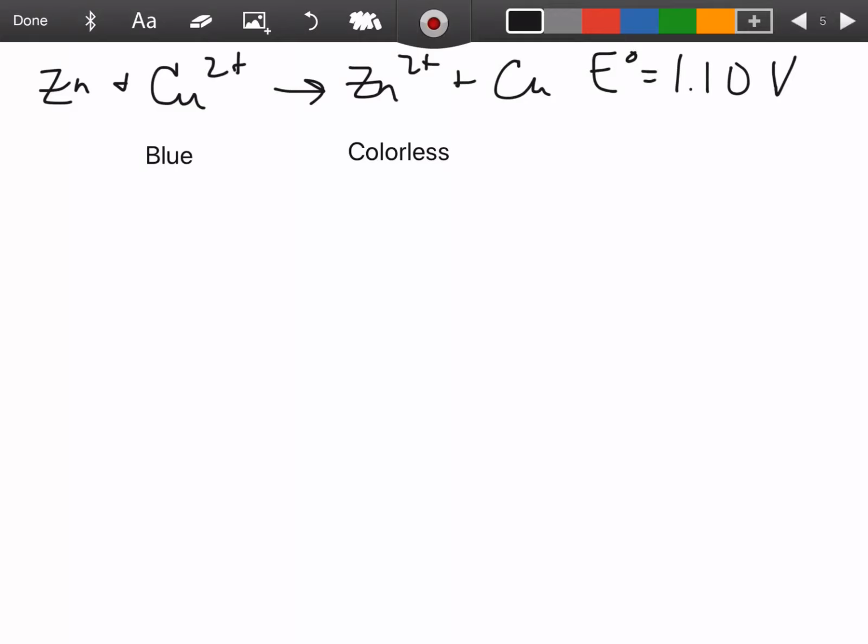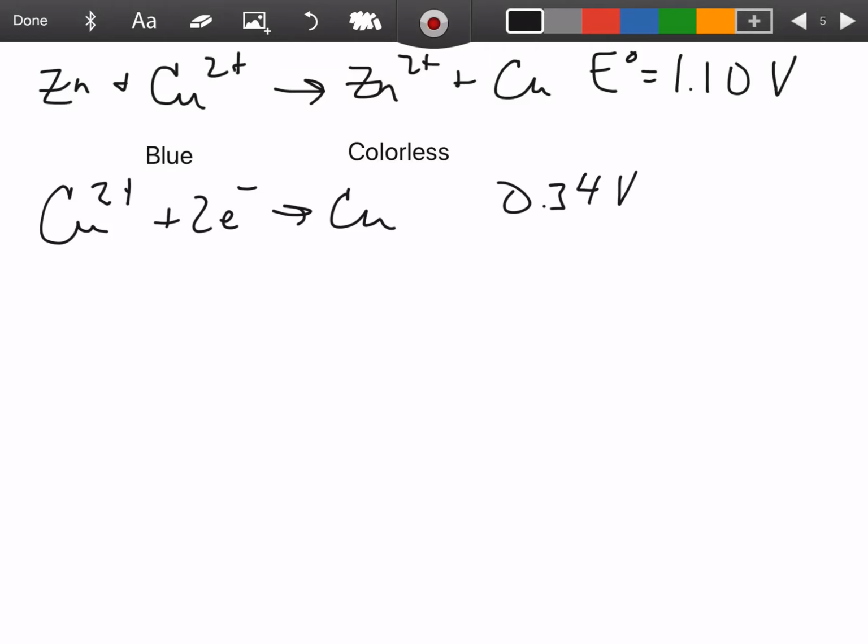So the question is, how do I get that value? Where do I get it from? If I take a look at Appendix L in the back of the book, where all these potential values are given, these tables are usually set up as reduction potentials. What I can find in that table is copper 2 plus plus 2 electrons, giving me copper metal, and the potential for that is a positive 0.34 volts.